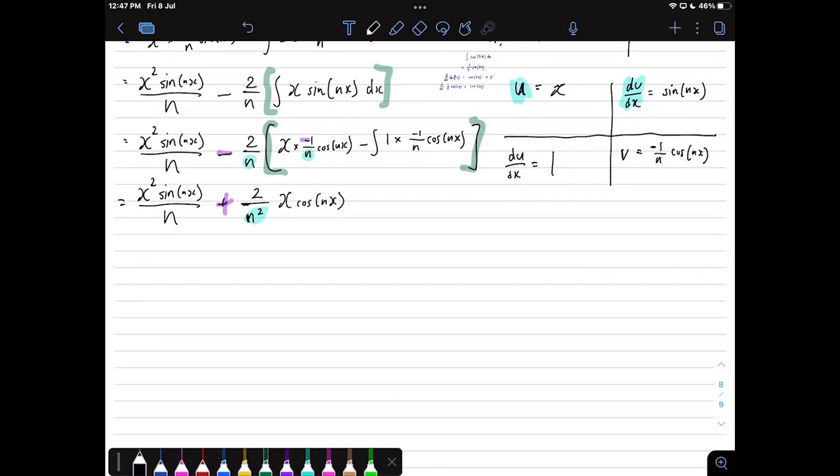Then here you got minus 2 over n times minus. What do you get? Oh, actually do it a bit faster. Minus times minus times minus. What do you get? Is minus. Correct. So minus what? Minus the 2 over n square. Good. Cosine nx. What's missing? The plus c. Nope.